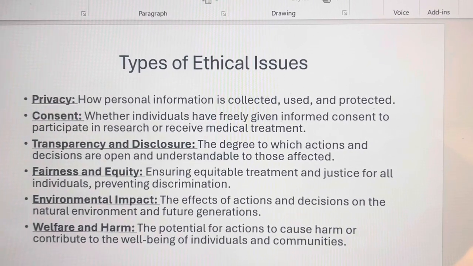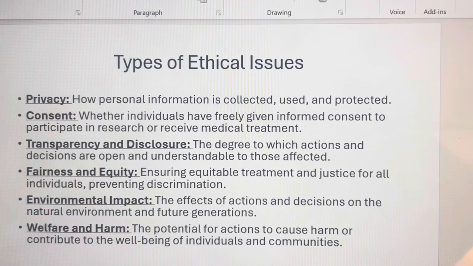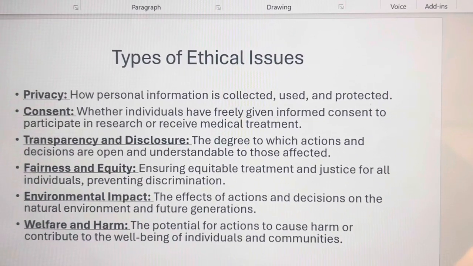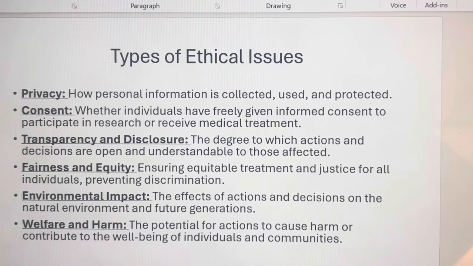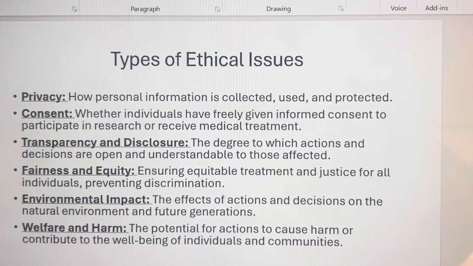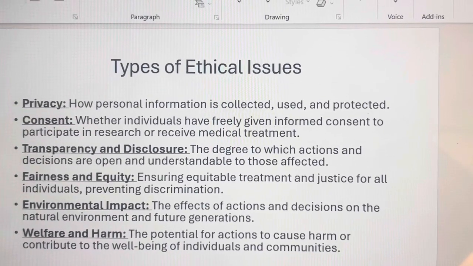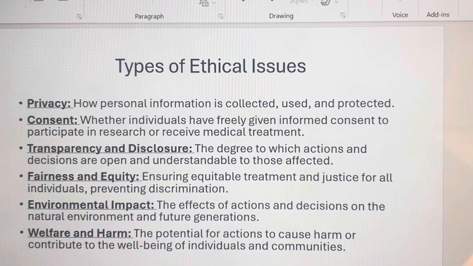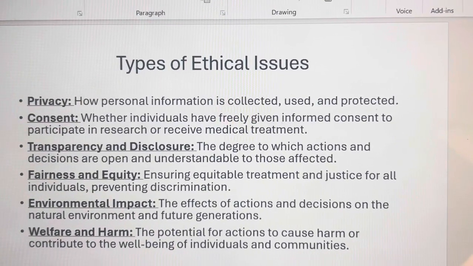Fairness and equity, ensuring equitable treatment and justice for all individuals, preventing discrimination. Environmental impact, the effects of actions and decisions on the natural environment and future generations. Welfare and harm, the potential for actions to cause harm or contribute to the well-being of individuals and communities.